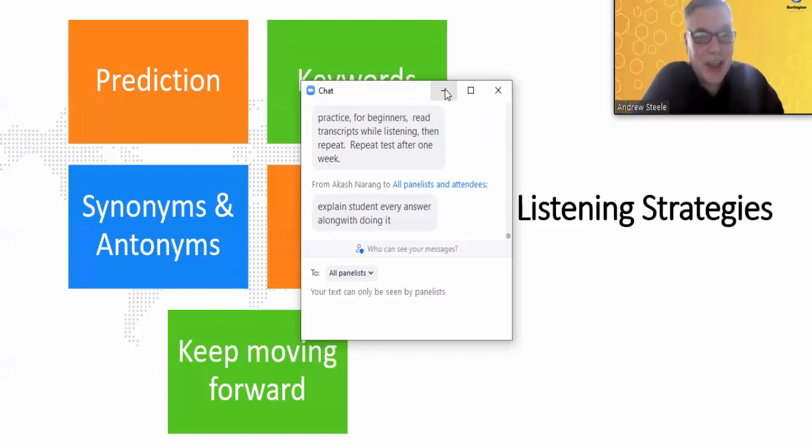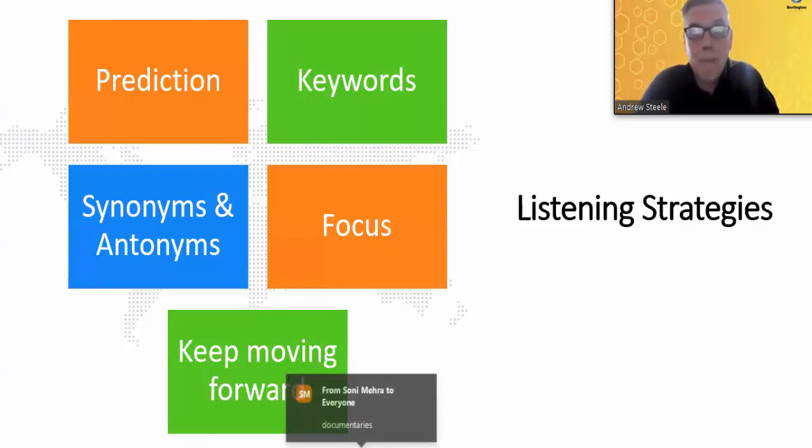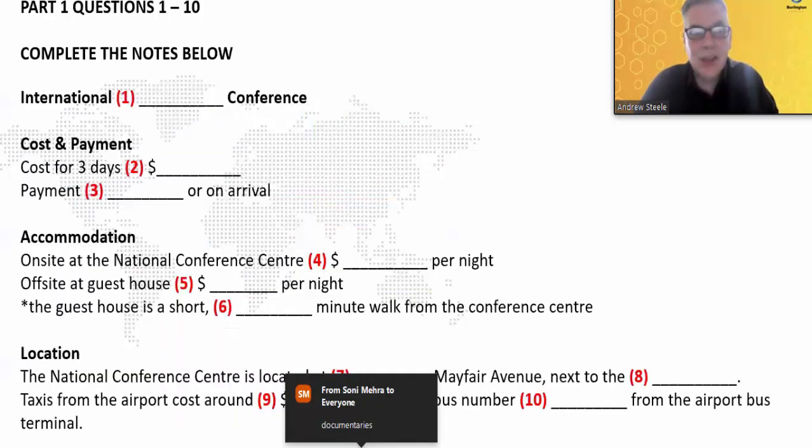Okay, so prediction and looking at keywords are extremely important, and this is very much connected to using time wisely. Also, being aware of synonyms and antonyms. I think you need to develop your students' abilities to recognize those in listening texts, making sure that they focus on what's important and they keep moving forward, that they don't get stuck on one question and so miss the answers to the next 5 questions that come up in the listening. So all of those, I think, are important listening strategies that we can use with our IELTS students.